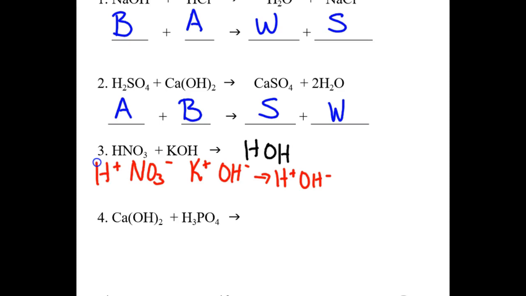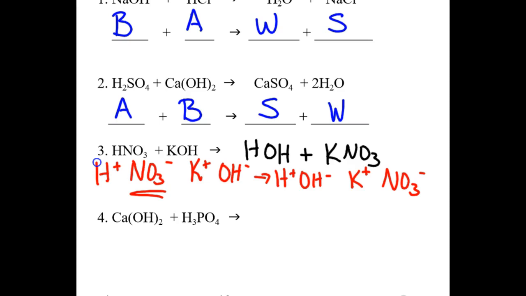Because lots of times for balancing purposes, it actually makes it easier to think about how many hydrogens and how many hydroxides you have instead of making it into H2O. But you can write it either way. They're both correct. What will the other product of this reaction be? It's going to be K plus, and that's going to bond to NO3 minus. That's right, KNO3, which is our salt, potassium nitrate. So we end up with an acid, a base, a water, and salt.